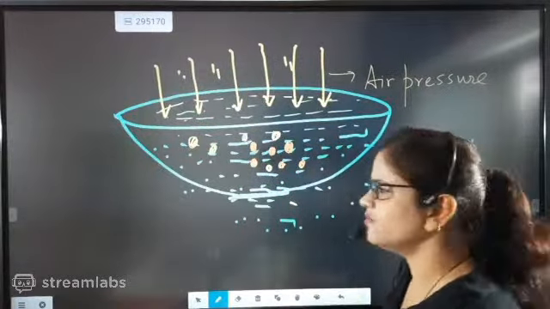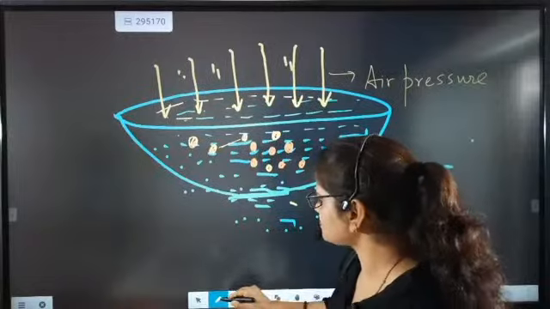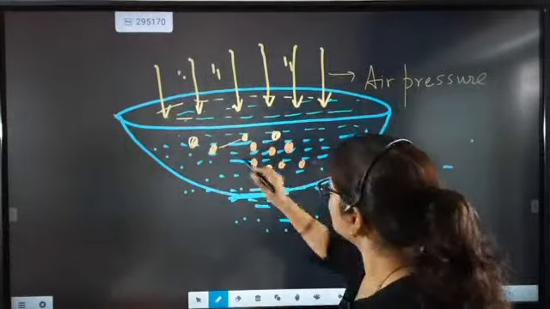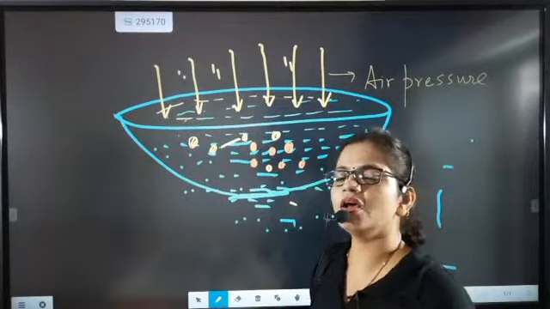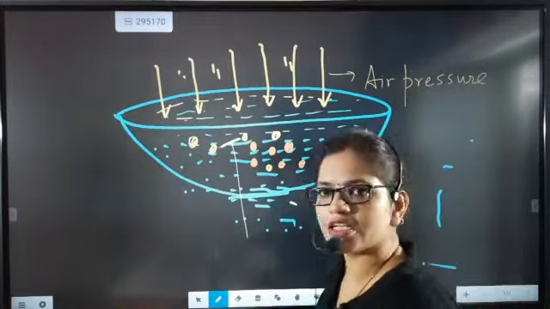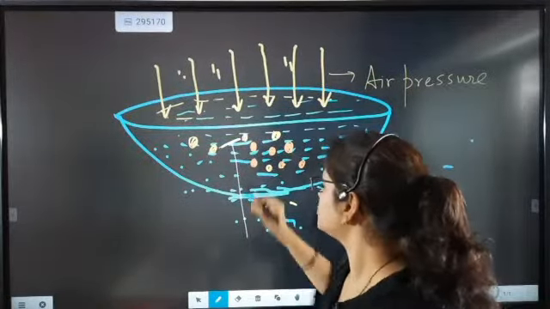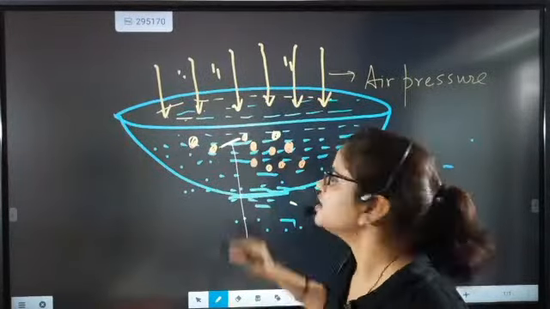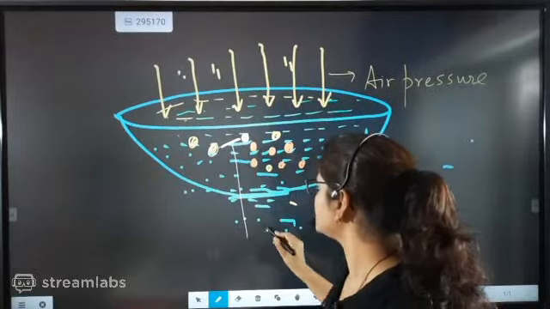The next, very very important point is between two particles: the force of attraction between these two particles. We already know, beta, that in a liquid there is a force of attraction between these two particles. That is exactly the attractive force. So these two particles are held together by some force.